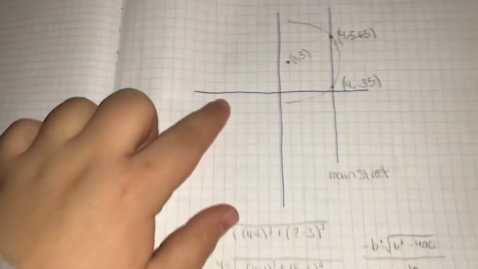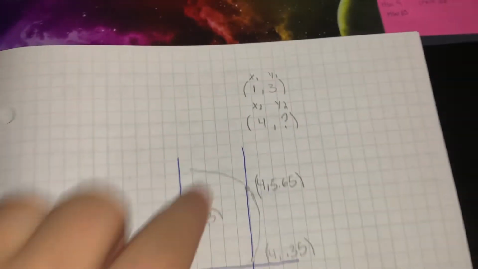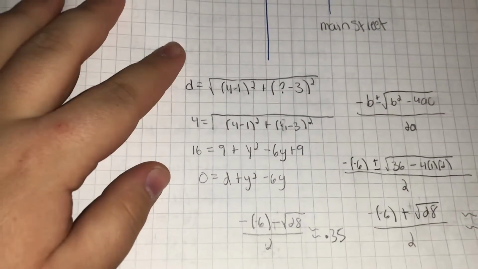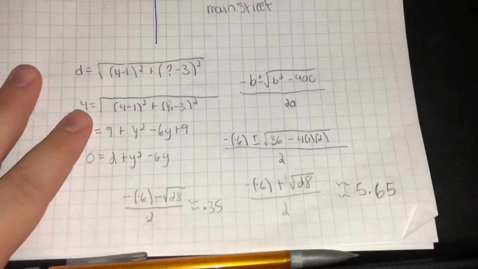So the first thing I did was plot those, and then I drew like a half circle to approximate where my points would be. And then I had the information that I knew. I knew x1, y1, and x2, but I didn't know y2, and that's what I wanted to solve for. So I plugged all that information into the distance formula. And then I got it into this format so that I could plug it into the quadratic formula.